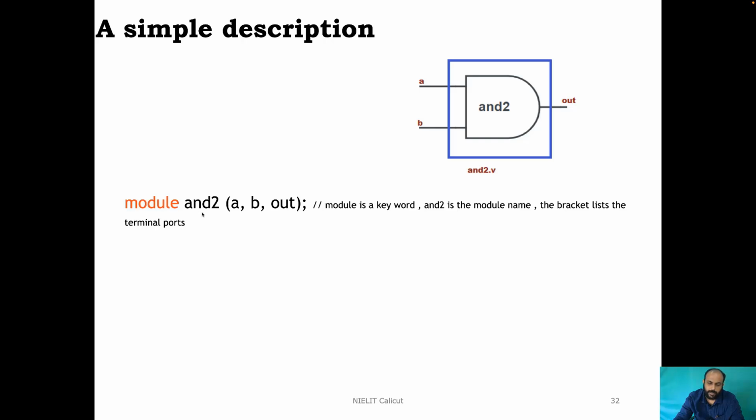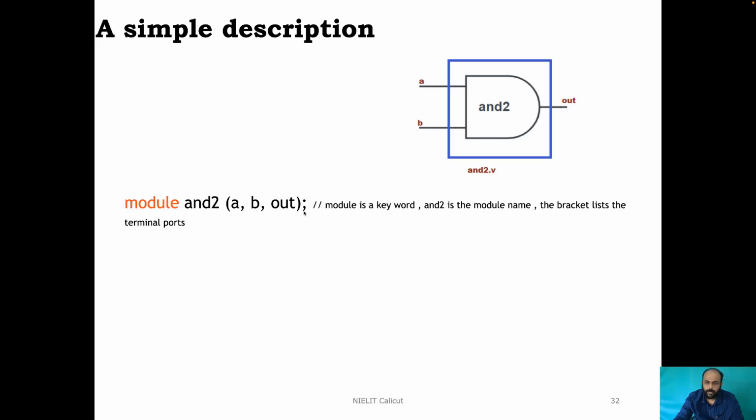The only constraint is that it should not start with a number or a special character, and it should not be a standard keyword. So I have written here AND2. Make sure that you don't leave any space between AND and 2, because AND as such is a keyword. So you can write AND2 or whatever name, it could be even your name.